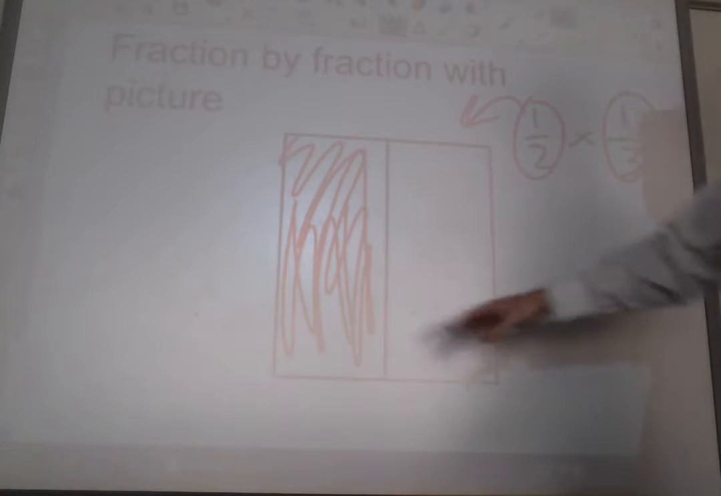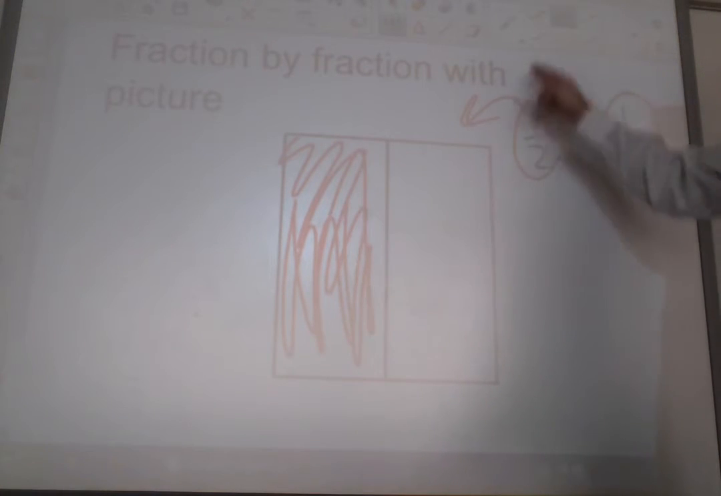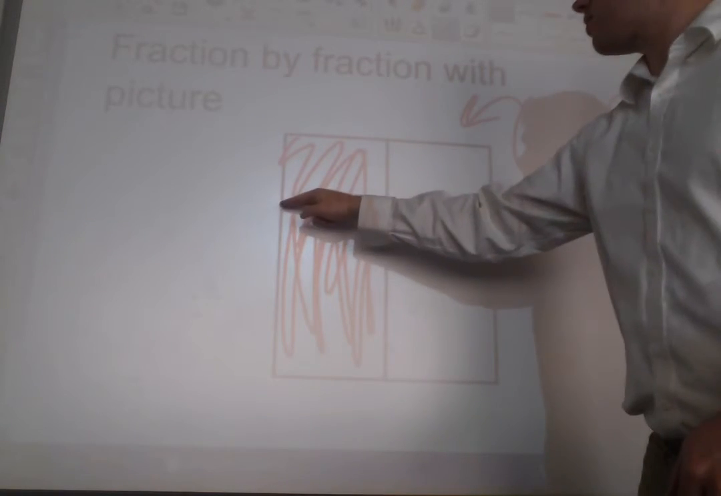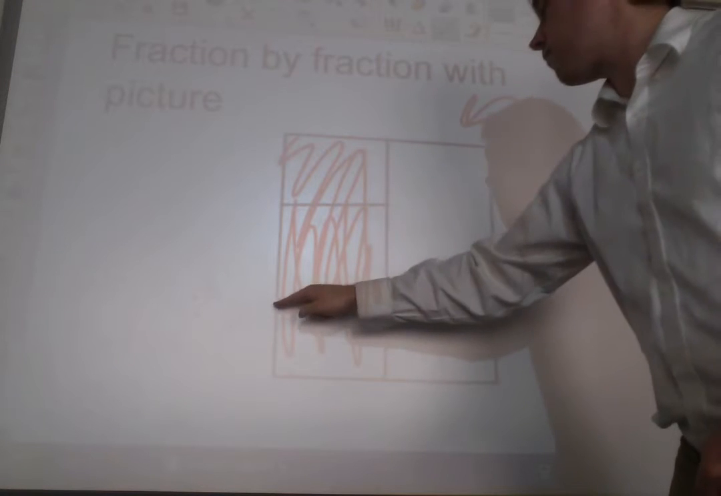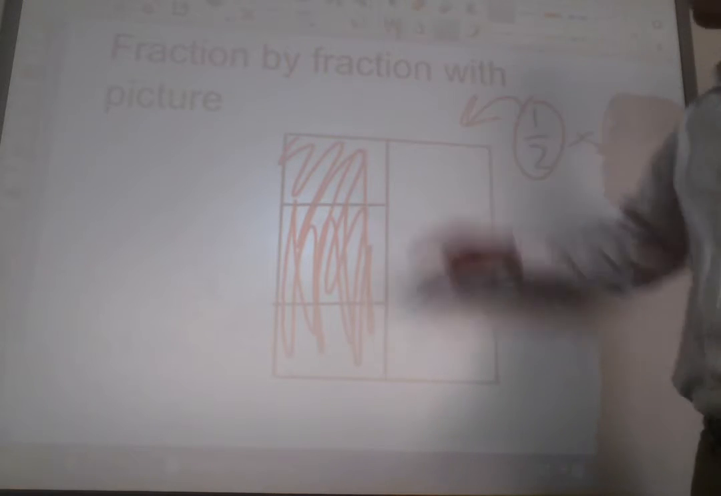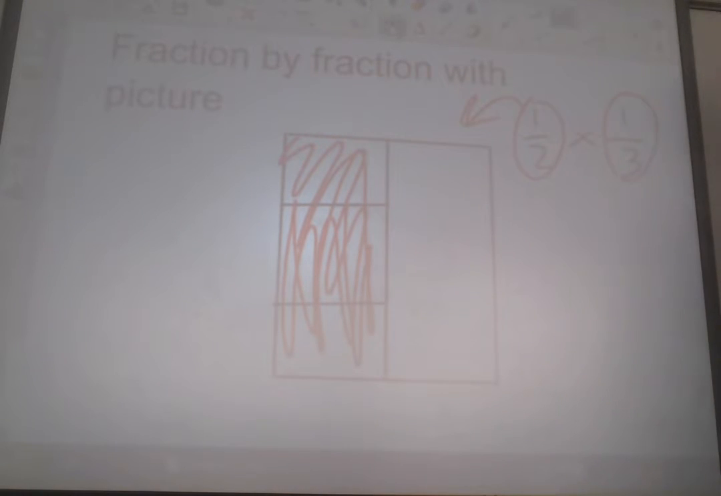So basically what that means is we're taking the colored section and we're going to cut it into 3 pieces. Okay, there we go. We've cut it into 3 mostly equal pieces. And of those 3 new pieces, how many of them are we going to need to color in? Just 1, right?